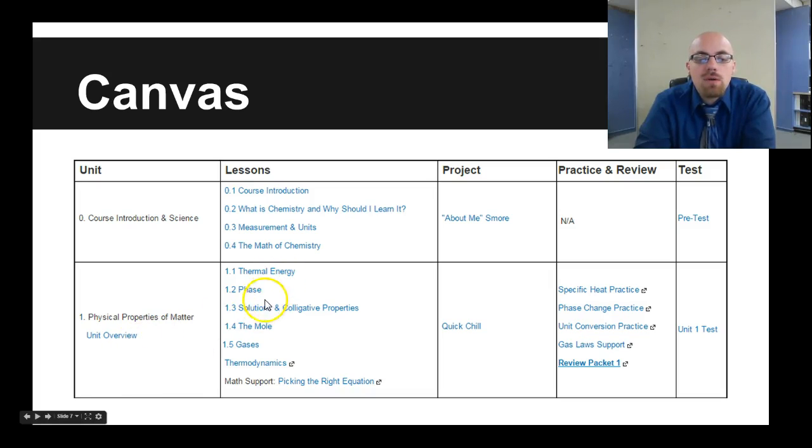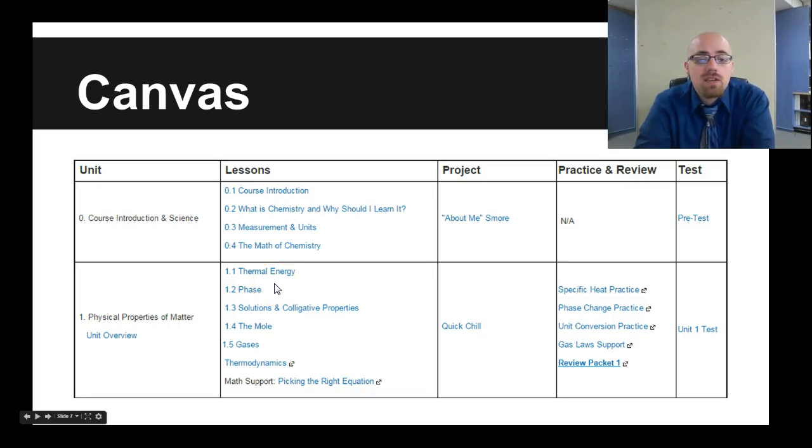Then, each unit is broken down into several lessons. This one's broken down into five lessons, each one numbered. And we saw the learning objectives for lesson 1.1, thermal energy, above. Each lesson has its own objectives. And some lessons may take us one day to complete.